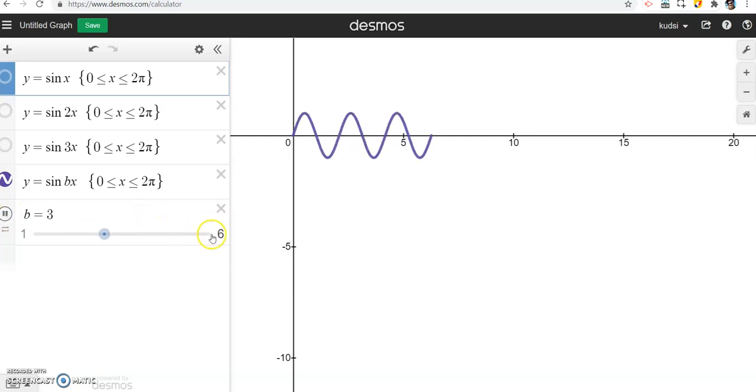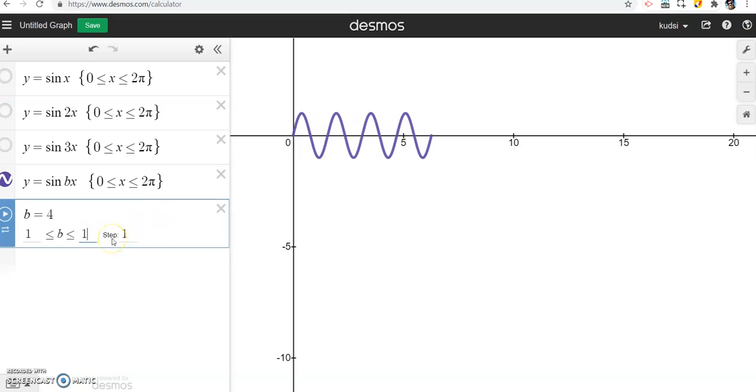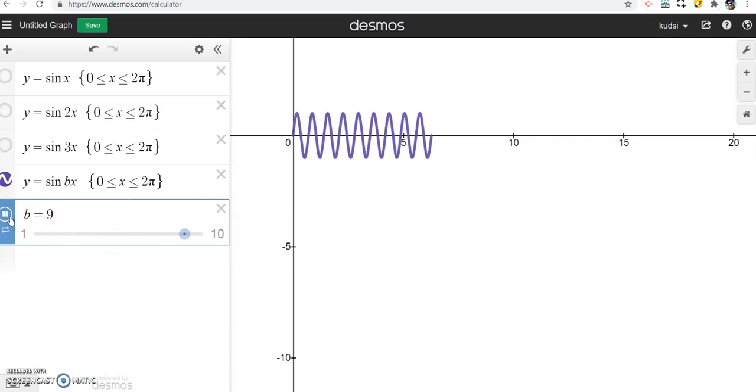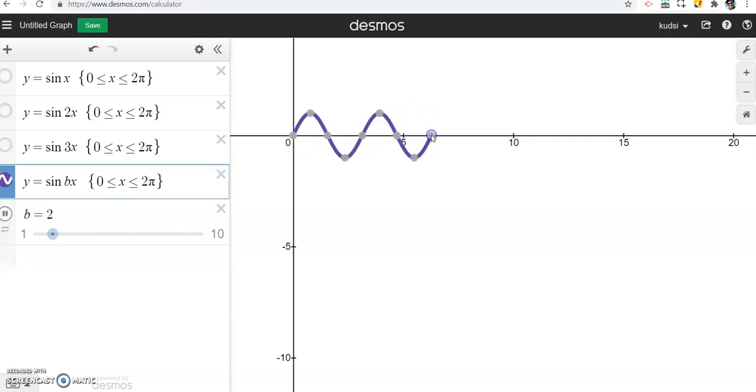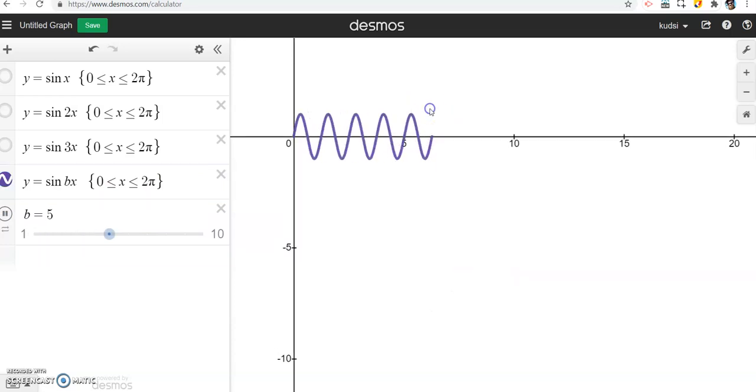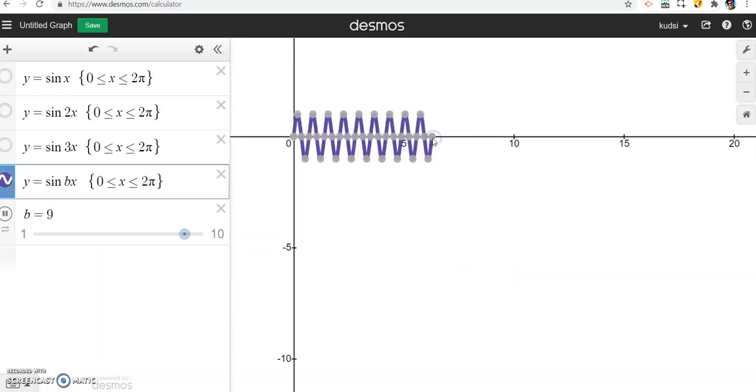Okay. I'm going to change this up to 10 cycles. And you're going to see it step through. More cycles in the same amount of time. More cycles from 0 to 2 pi. That's 0, 2 pi. There it is.